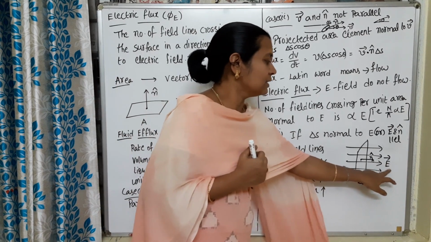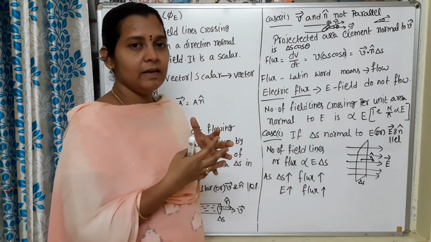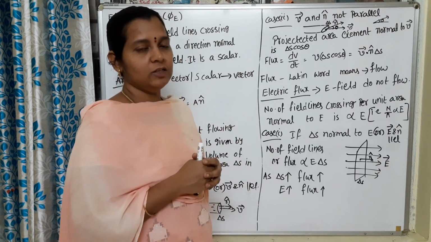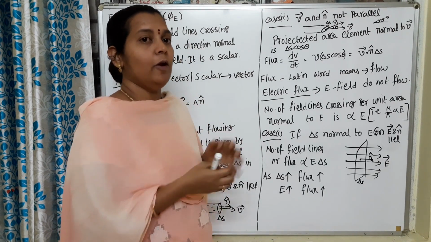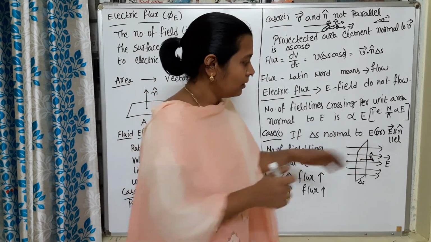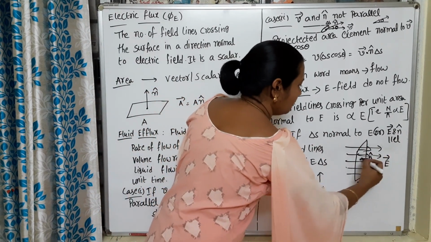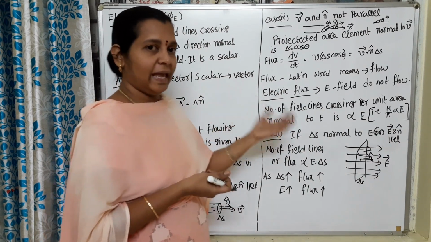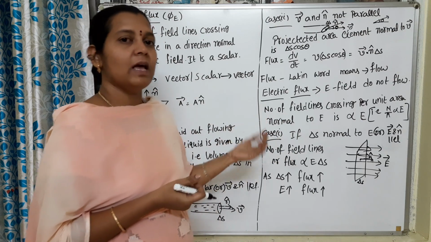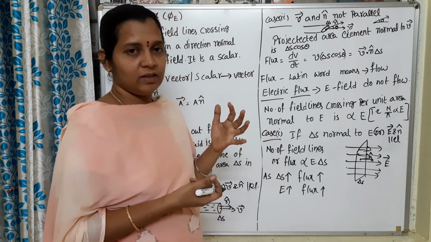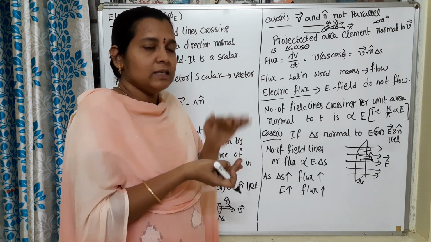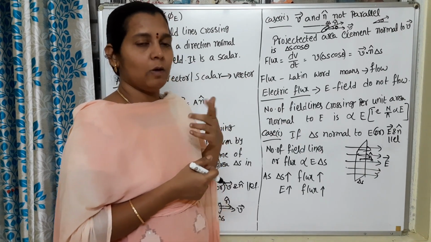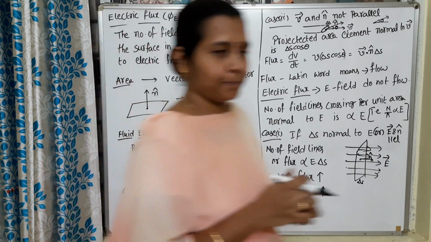Suppose I increase this E. If I increase E, it means that stronger is the electric field, closer will be the electric field lines. So if stronger is the electric field, more lines are passing through. So in that case also the flux increases. So as the area increases, the flux increases. As the electric field strength increases, closer will be the lines, meaning more number of lines are passing through the area element, so the flux again increases.